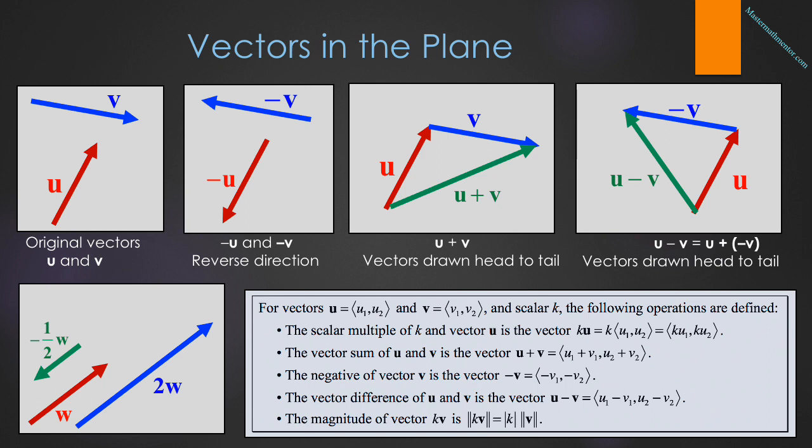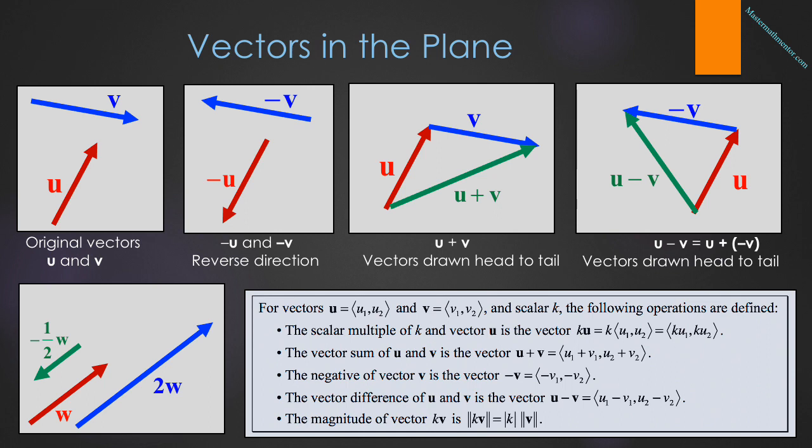We have a series of algebraic rules which will make total sense when we see the examples. We have vector u, which is (u1, u2), vector v, which is (v1, v2), and scalar k. First, the scalar multiple of k and vector u is the vector ku, which is k times the vector (u1, u2), which is (ku1, ku2).